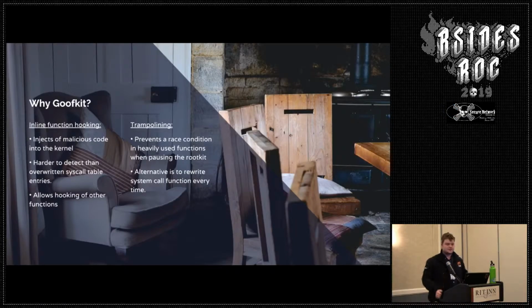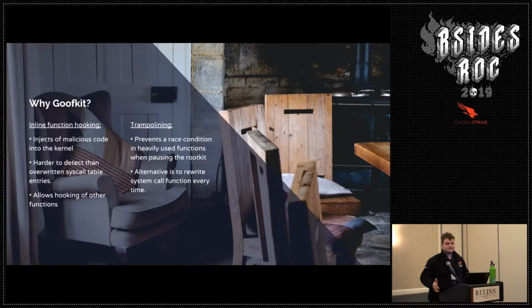And so let's talk about Goofkit. Like I said, the standard rootkits are overwriting the system call table, and they're changing where the pointers are. This is kind of easy to detect. All you have to do is load a kernel module, enumerate the system calls, keep a list, and keep checking. And if the system call pointer ever changes, someone's done something, and you know that's bad.